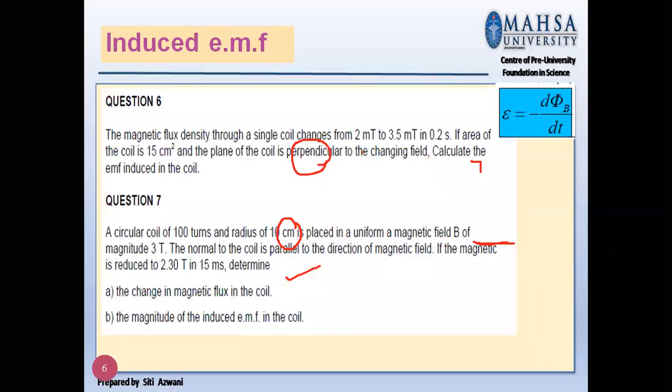Next we go to the induced EMF. Before that, let's look at the formula. To calculate the induced EMF, you need the rate of change of the magnetic flux, dΦ over dt here. This is related to Faraday's law. Question 6, question 7.